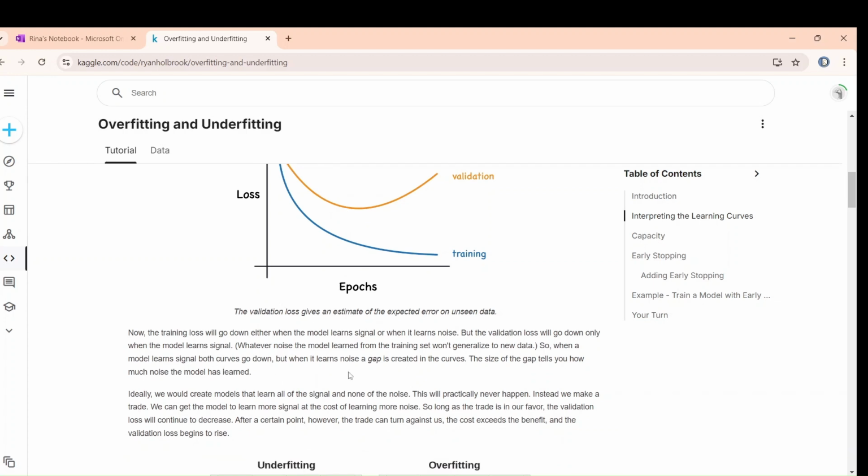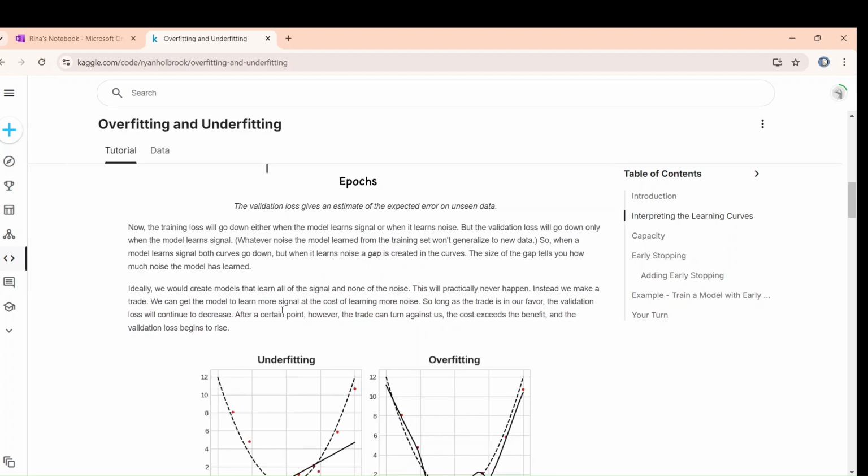Okay, but when it learns noise, a gap is created in the curve. Here it is learning the noise, so there is a problem. The size of the gap tells you how much noise the model has learned. Okay. Right. So ideally we would create models that learn all of the signal and none of the noise. Ideally, but this practically never happens.